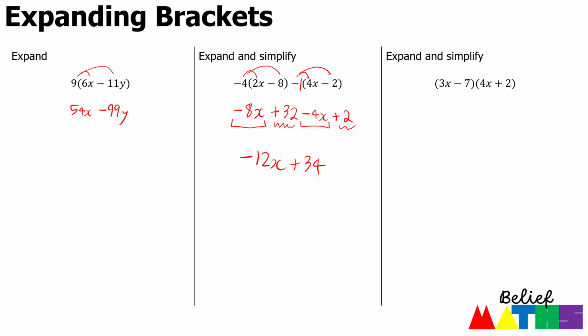Similarly, expanding double brackets, we're going to multiply the 3x by both of the terms in the second bracket. So that's 12x squared plus 6x. And then the second term by both of them, minus 28x minus 14. Collecting like terms in the middle, again, if you're not sure, use your calculator. 6 take away 28 gives us negative 22x, take away 14.